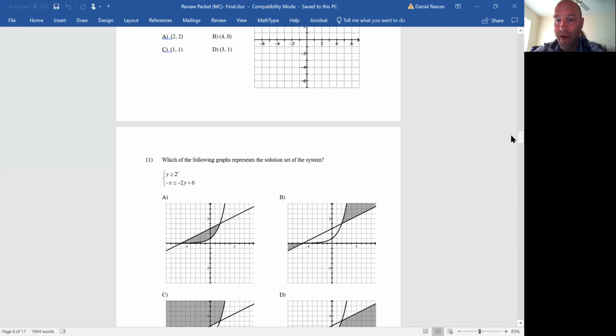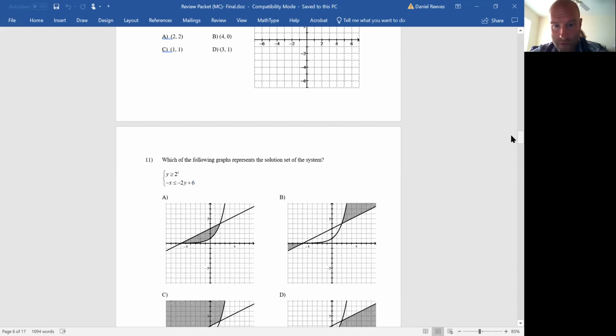Which of the following graphs represents the solution set of the system for number 11? They're saying y is greater than or equal to 2 to the x. Notice that the exponential growth one doesn't go through (0, 0). So let me try that. 0 is greater than 2 to the 0th. 0 is greater than 1. No, it's not the part below the exponential growth. It's the part above it. So I'm looking at either A or C.